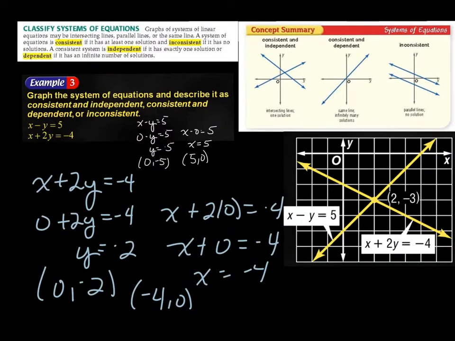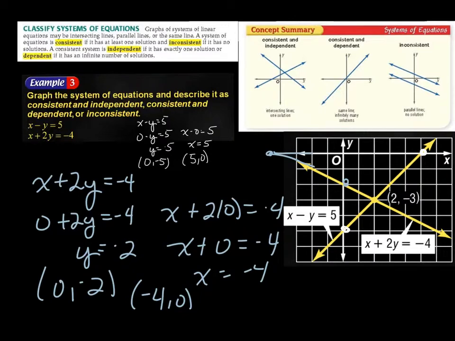Okay, so here's my first equation. It's got (0, -5) and (5, 0). Straight edge, draw the line. And for my second equation, there's (0, -2). I have to use a little bit of imagination to see (-4, 0). The graph wasn't quite big enough for my purposes. But straight edge, draw the line, and we find that the two lines cross at (2, -3).